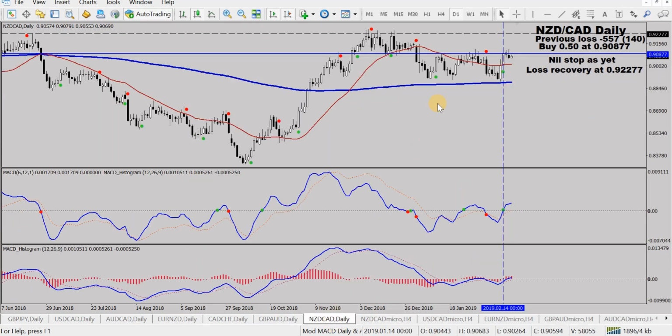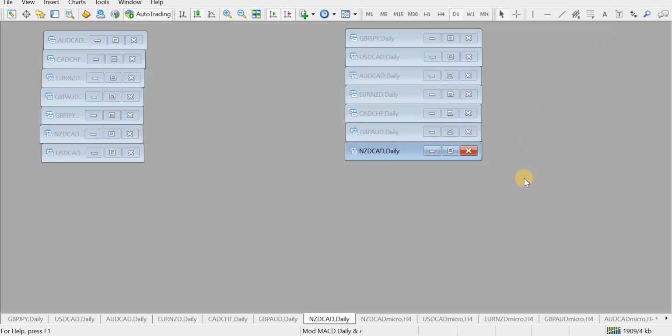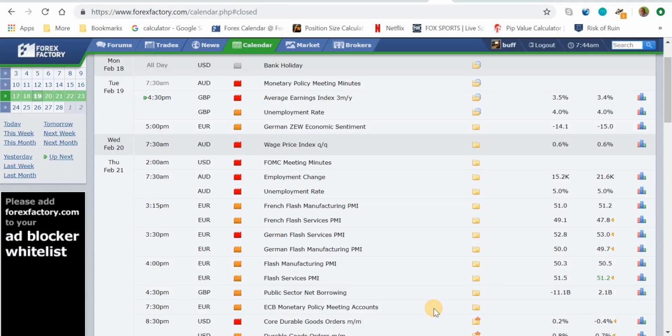New Zealand CAD's the 7th pair. We're in a buy here, trying to recover a loss up to that black dashed line. Doing nothing at the moment, 3 days of sideways action. So that's the MACD chart. So I might have a quick look at the news for the week.